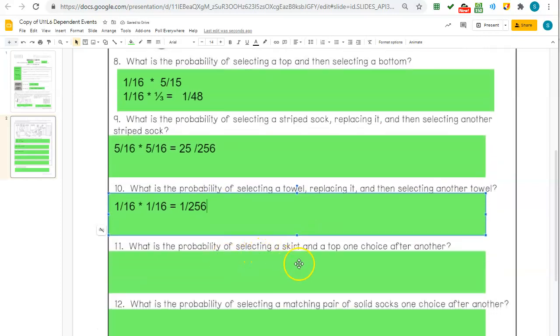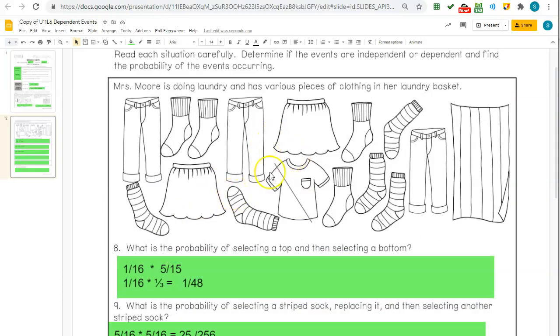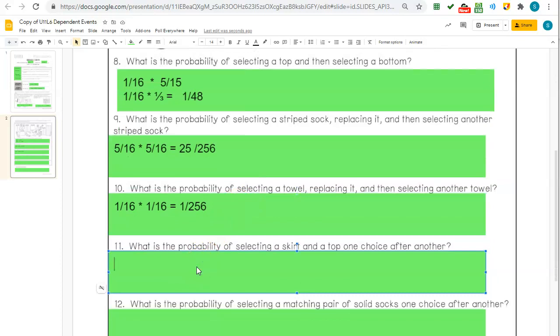What is the probability of selecting a skirt and a top, one choice after another? Well, for the skirt, we've got 2 skirts, so that is 2 out of 16, and that is 1 out of 8, times, there's only one top, that's 1 out of 16, so times 1 out of 16. Right? We need to multiply that out.